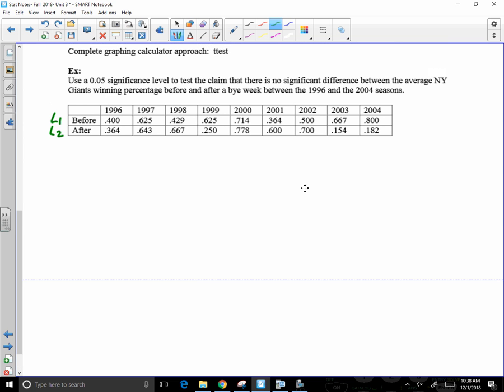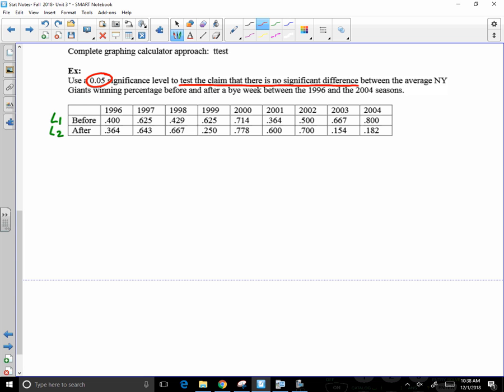The matched pairs case is pretty straightforward in terms of what you do in the calculator. The setup is a little bit different because it's not a simple mu equals this, mu equals that. So we do have to parse that information. The alpha values are the same as they've always been. Significance level, that's our benchmark. We want to test the claim that there is no significant difference.